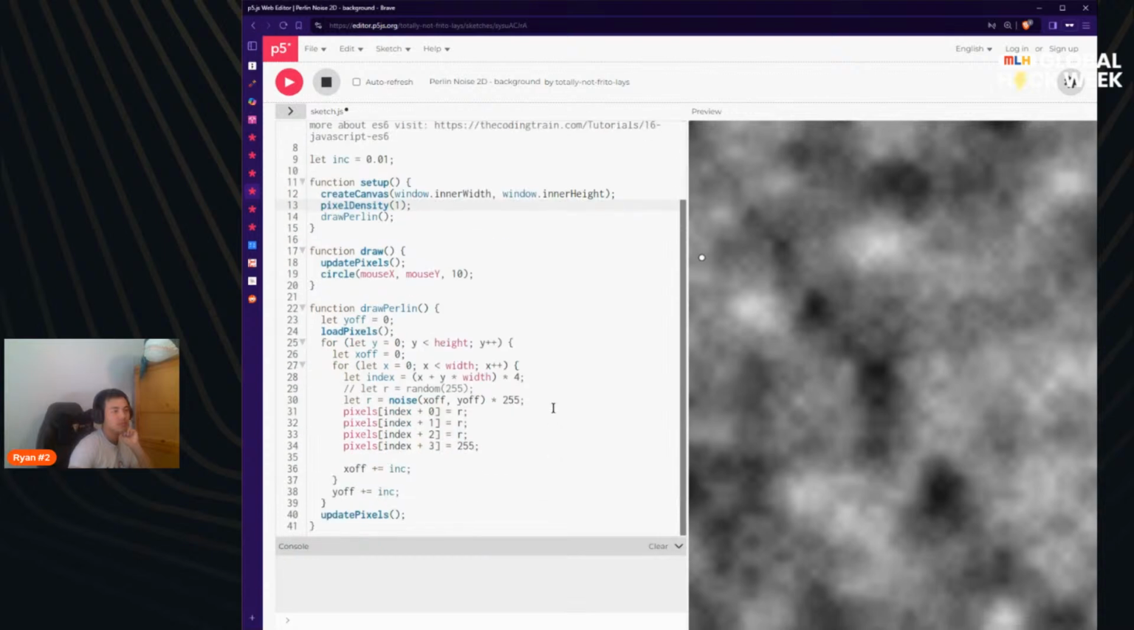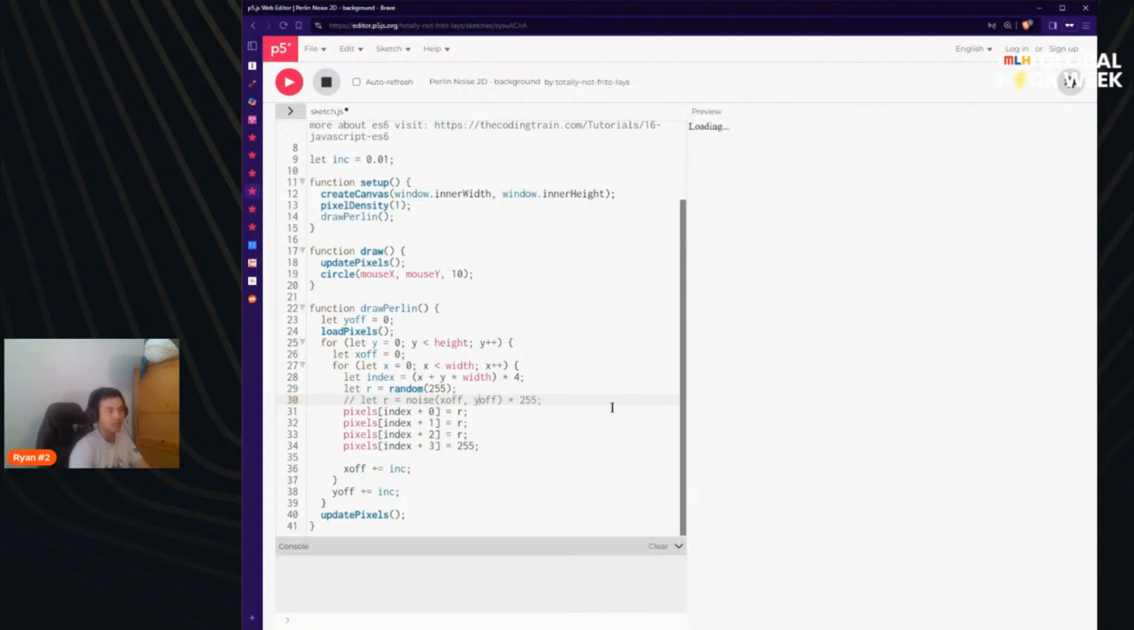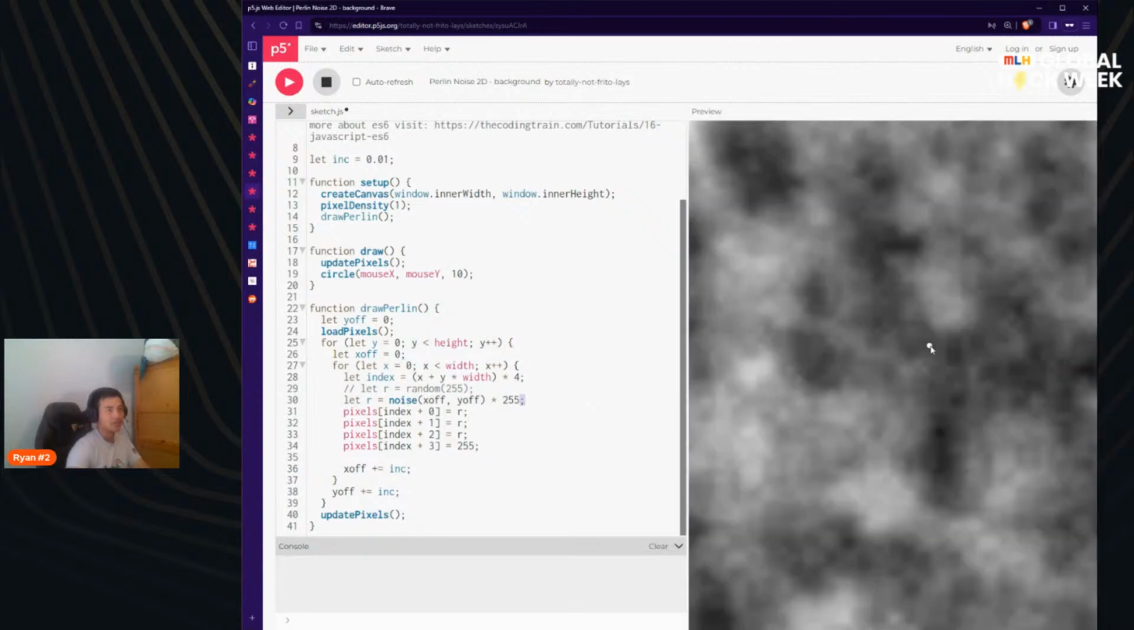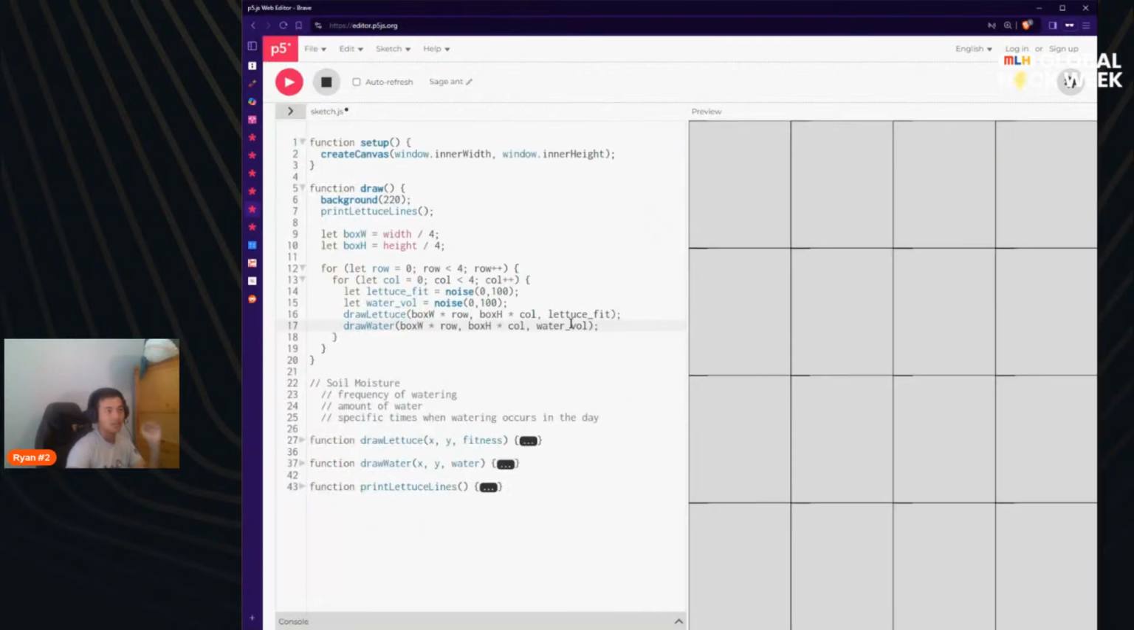If you don't know what Perlin noise is, it's just smooth randomness. Basically, instead of it being super random like TV static, the randomness of one value affects the randomness of the value of its neighbor. So if we were to do this here, it would make it look like the lettuce is growing a little bit more nicely.